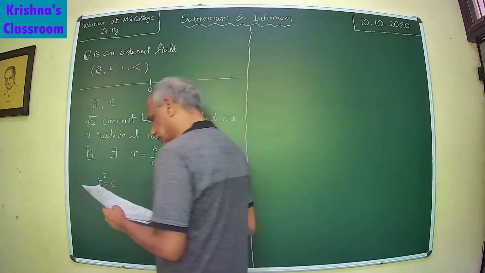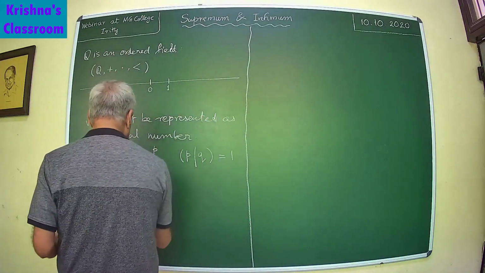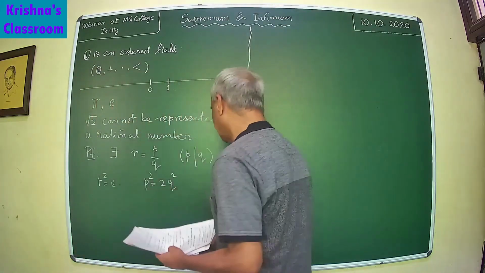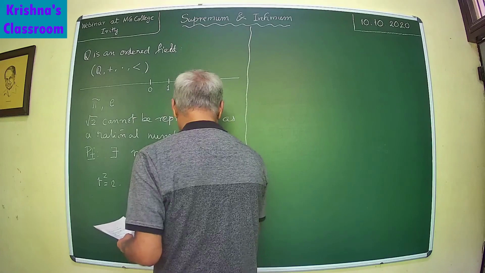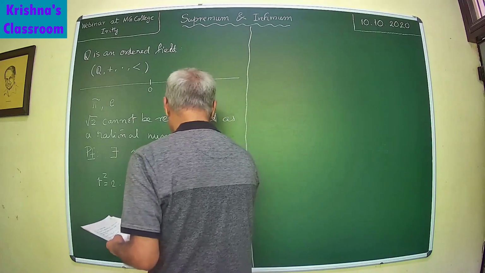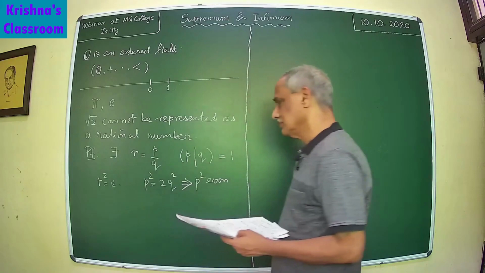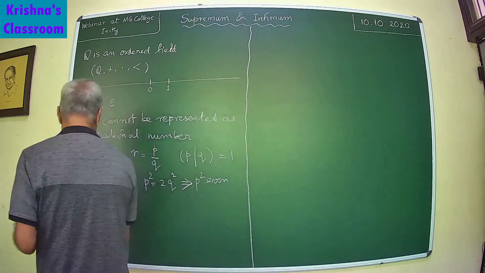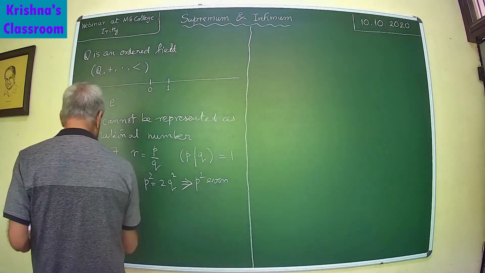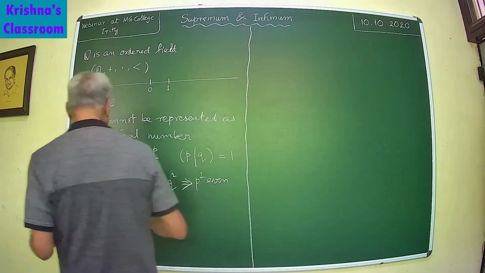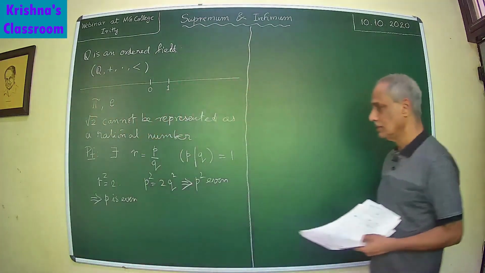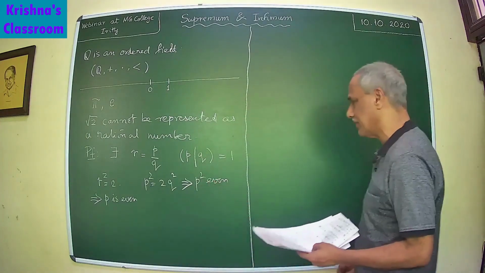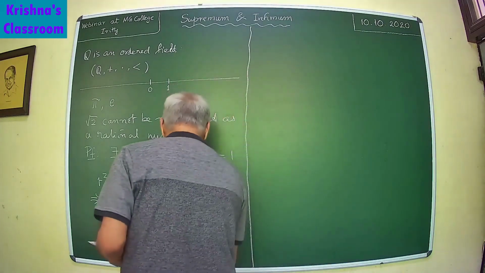You know the proof of this one, you can immediately get that P square equal to 2 Q square, which in turn tells you that P square is even, and P square even implies P is even. All these need a proof. So let me just isolate this part: P square even implies P is even.